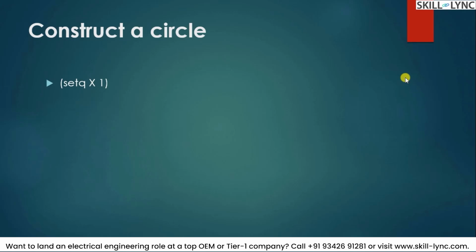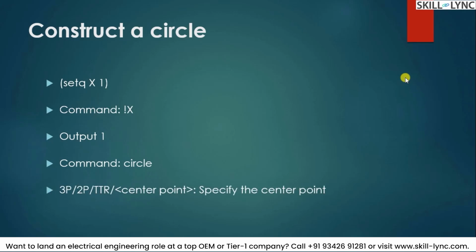So the first step is to set up a variable that we want to call. Here we are saying that we'll first assign, setq, the variable x as 1. Now when we enter the command exclamation x, we can see that the output is 1. Now the command we have to call is circle. So this is what we expect. First specifying the center point and then specifying the radius of it. Now what we can do is call for that radius instead of typing it. What we have done is we have assigned a value to the variable x.